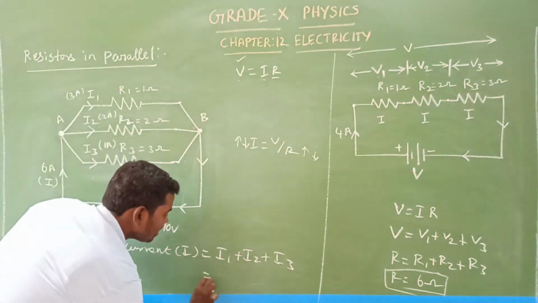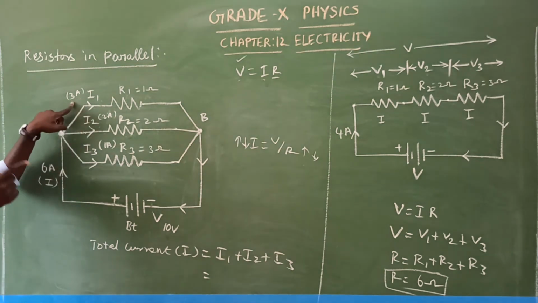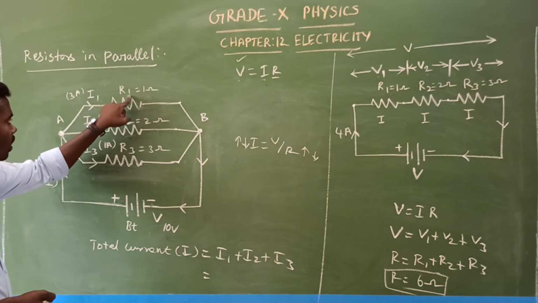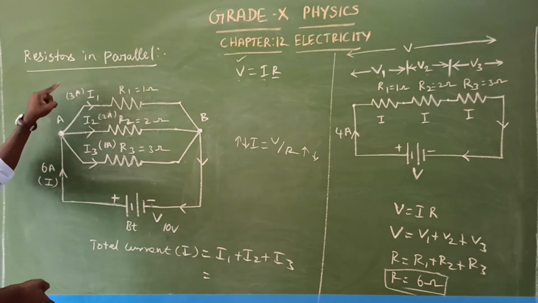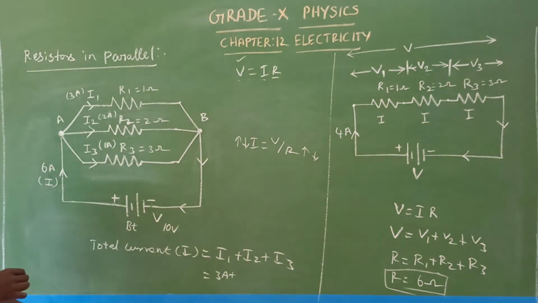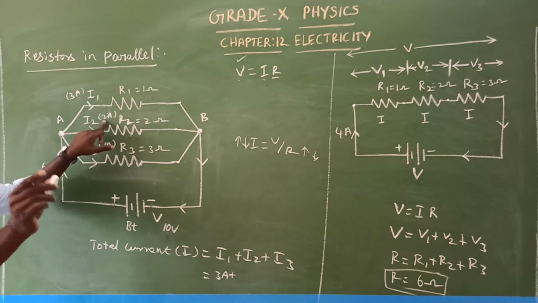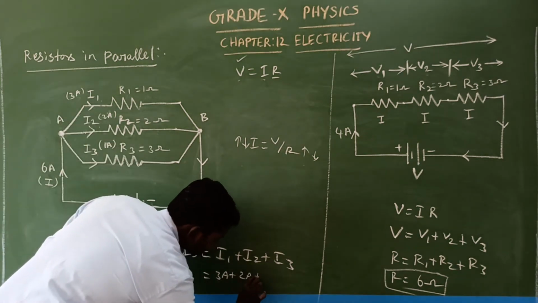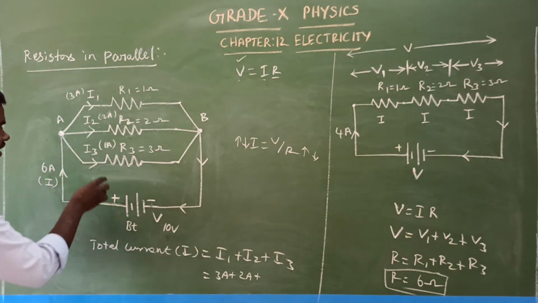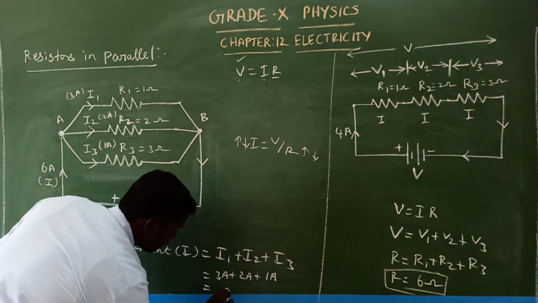Look here. What is the I1 value, sir? I1 value is 3 ampere. Just now I said, across the resistor R1, I1 current is flowing, and that value is 3 ampere. Plus, across the resistor R2, I2 current is flowing, and that I2 value is 2 ampere. Plus, across the resistor R3, the I3 current is flowing, and that I3 current value is 1 ampere. So what is the total value, sir?